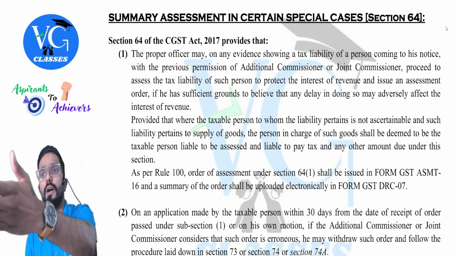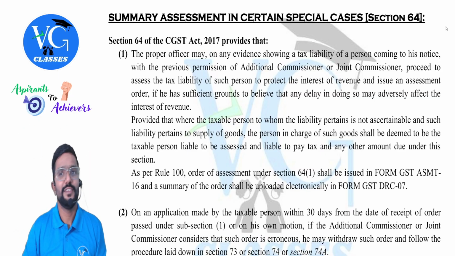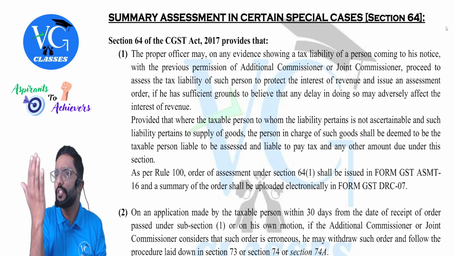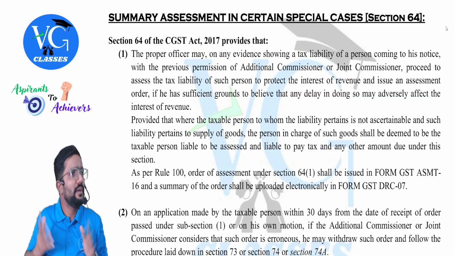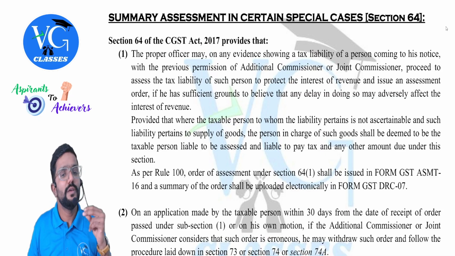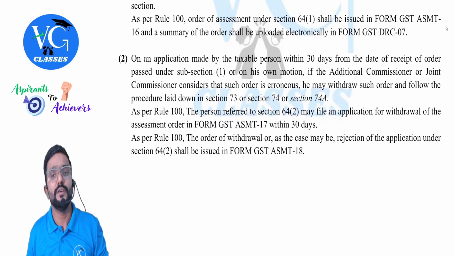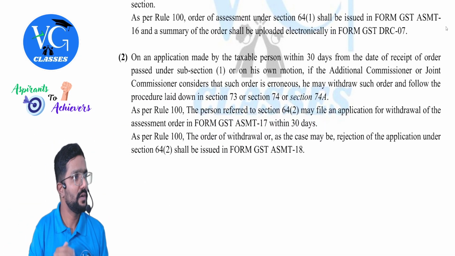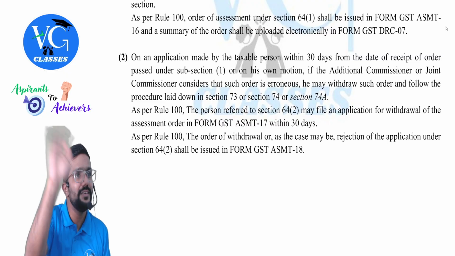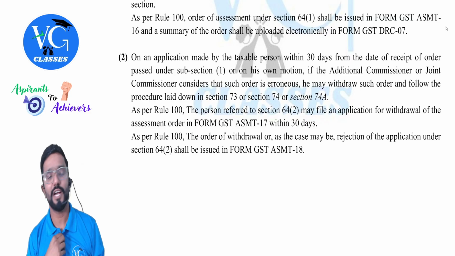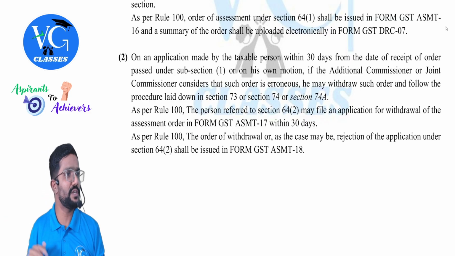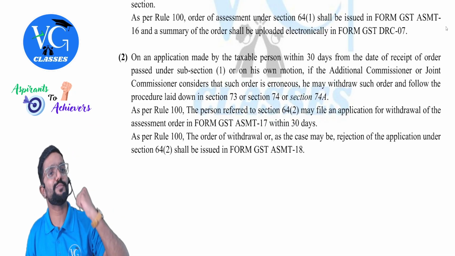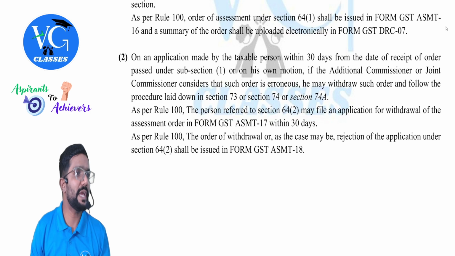Now, sir, they have passed the summary assessment order as per subsection 1 and assume they have given it to Girish. Now Girish, after receiving it, is shocked. How come it is given to me? Nowhere am I responsible. So he made an application within 30 days of receiving the order, telling, sir, please cross check. This is not for me. I am nowhere connected to this. In that case, can they withdraw whatever order they have passed as per subsection 1? Yes, they can withdraw.